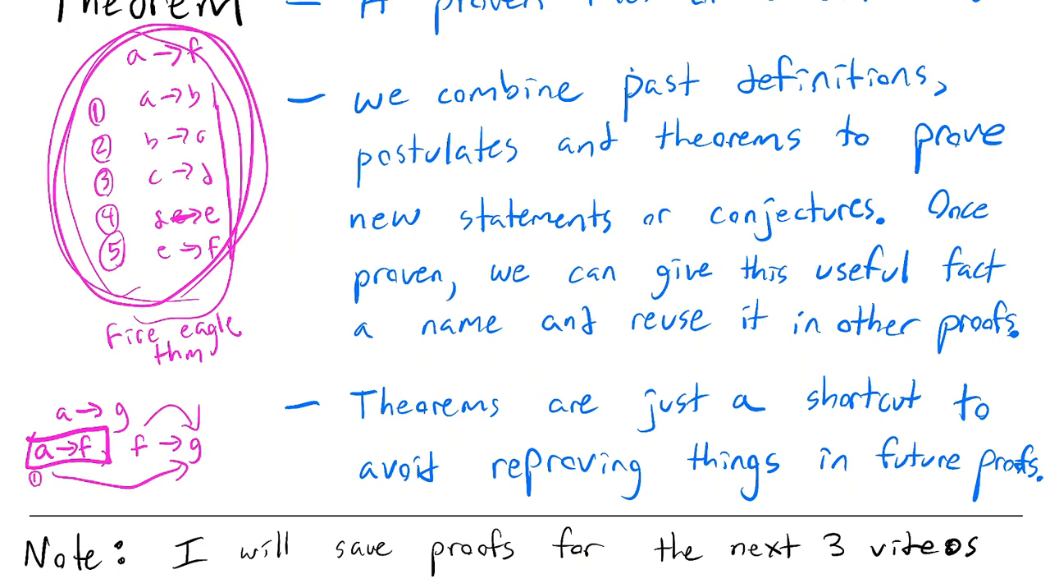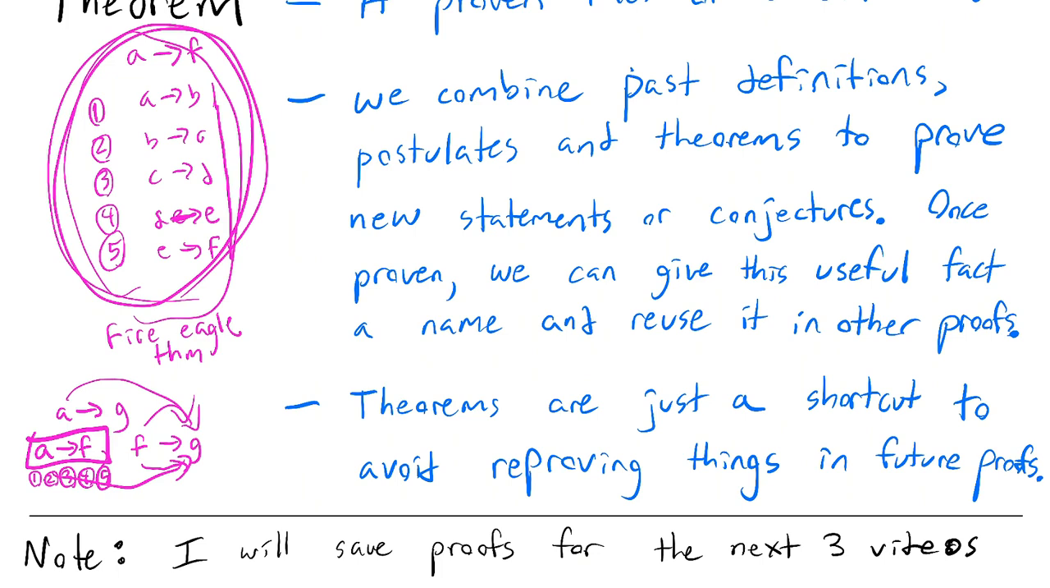But really it's saying do step 1, step 2, step 3, step 4, step 5, and then F to G, and all together that leads you from A to G. That's the whole idea of a theorem. It's just avoiding redundancy or repeating yourself. And that'll become really useful as we start to make our first useful theorem.